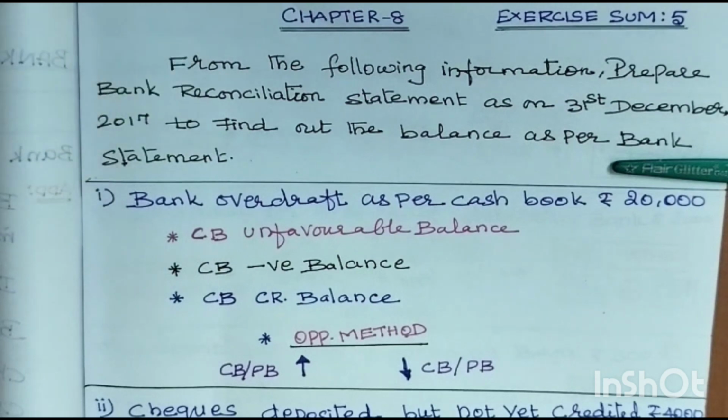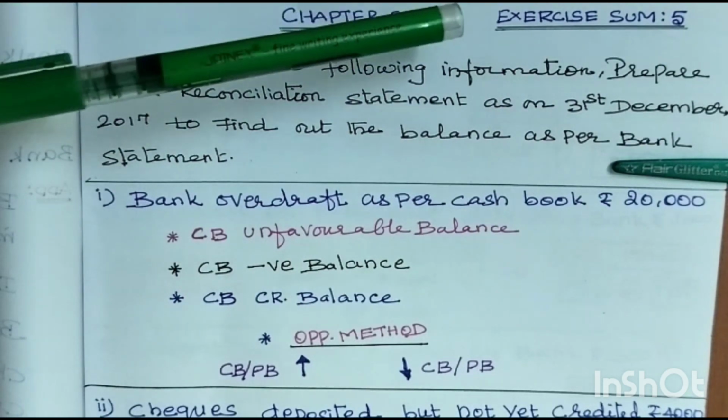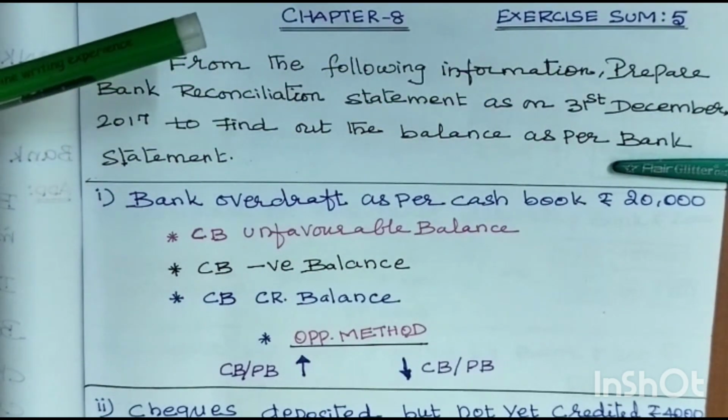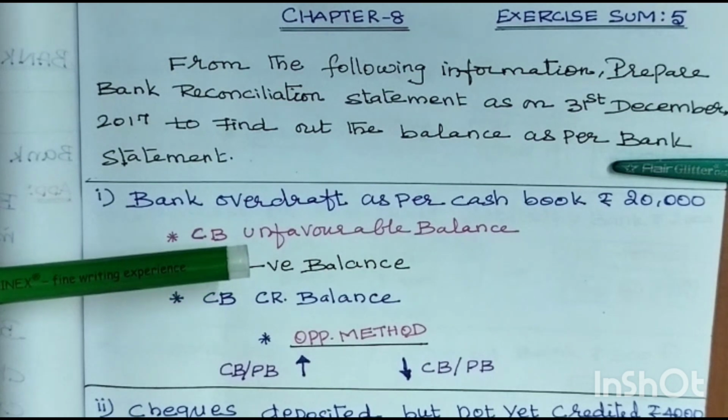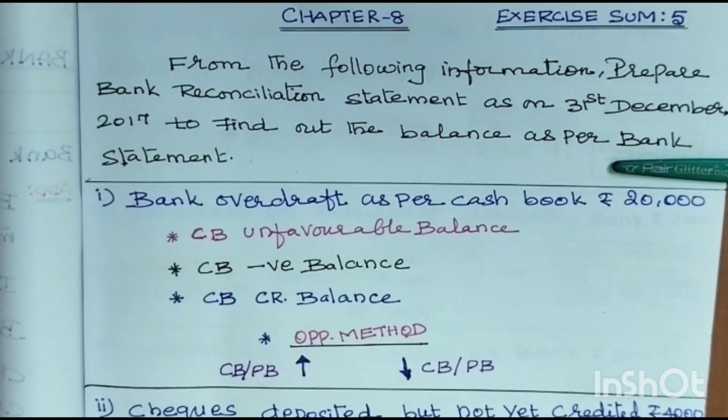In this video, we are going to learn about 11th Standard Accountancy, Chapter 8, Bank Reconciliation Statement, Exercise Sum number 5. From the following information, prepare Bank Reconciliation Statement as on 31st December 2017 to find out the balance as per the bank statement. Listen carefully. Based on the question, we will show up the balances of cash book and passbook.